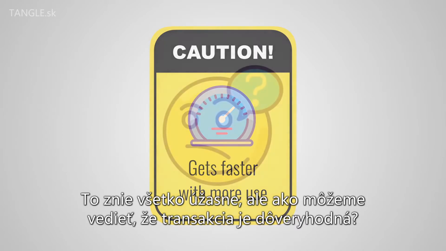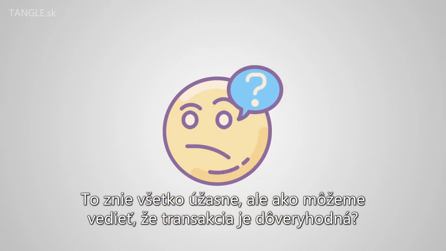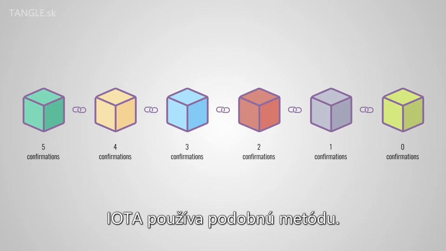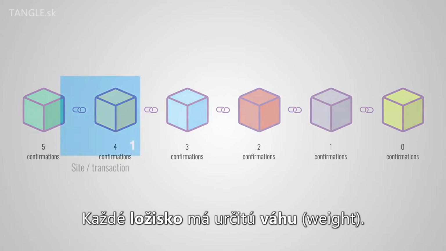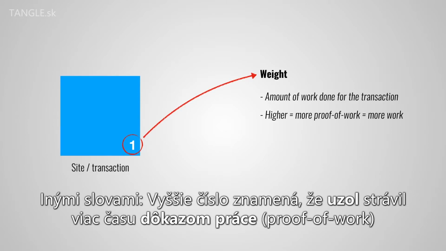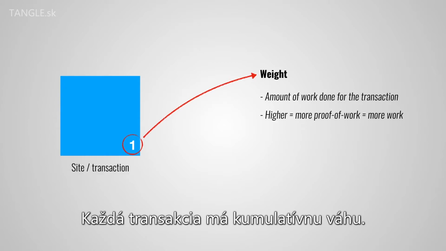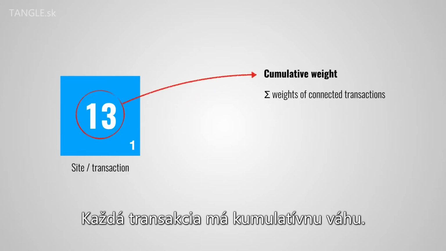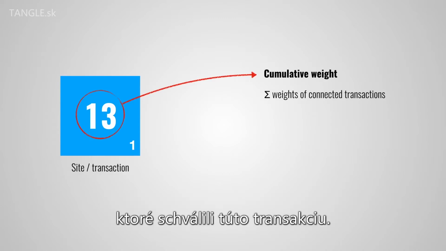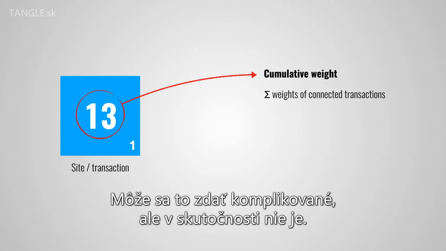Now, that's all great, but how can we know we can trust a transaction? In traditional blockchains, people often use the number of confirmations to check whether or not a block should be trusted. Well, IOTA has a similar technique. Each site has a weight. This number signifies the amount of work that a node has done to make this transaction. In other words, a higher number means that the node spent more time doing the proof of work for that transaction. Each transaction also has a cumulative weight. This is a sum of its own weight plus the sum of the weights of all transactions that approve this transaction. It seems quite complicated, but it really isn't.